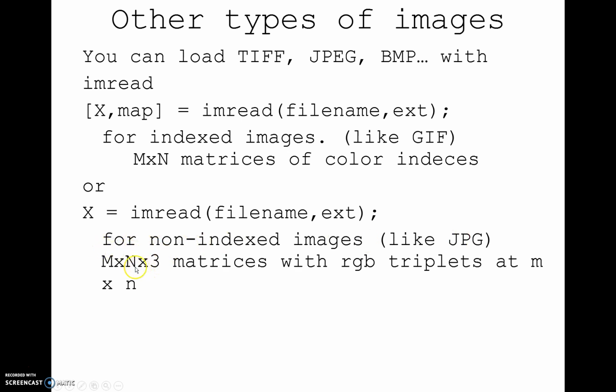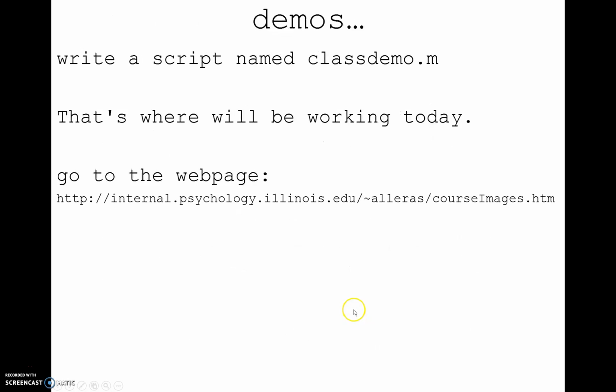And JPEG files are treated as an M by N by 3 matrix, where instead of an M by N with each item showing an index and a color map, here the third dimension represents the red, green, and blue of the image. So the first row and the first column of the image will have 3 dimensions, one for red, one for green, and one for blue. So we can go into the help for imread and see more information.